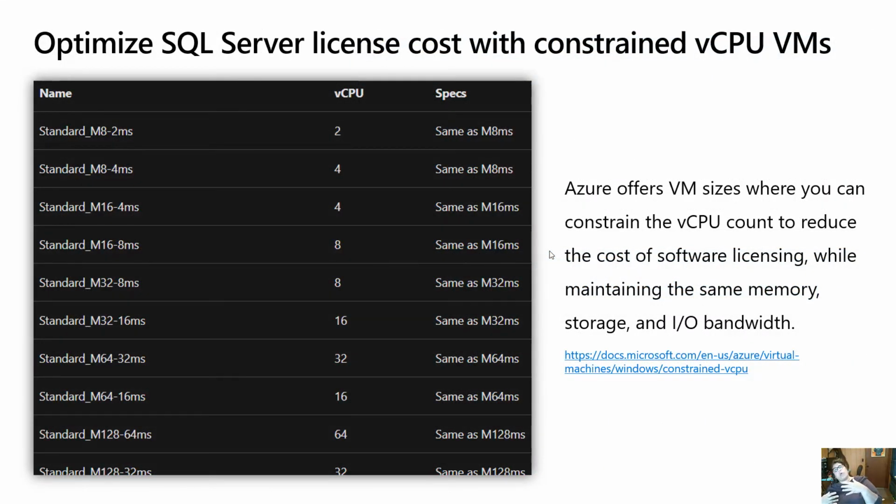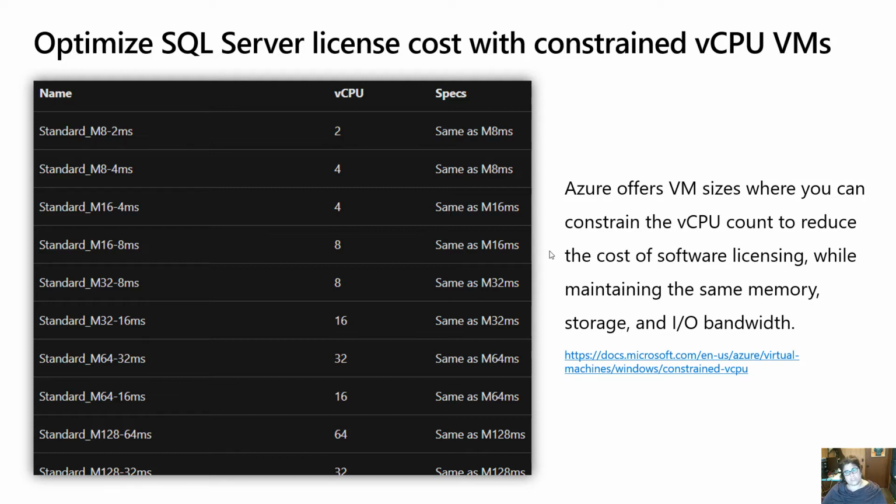Now, what you can find, as I said, with SQL Server, which is memory intensive and IO intensive, is that in order to get the IOPS and throughput that you need, you end up having to choose a larger VM size than you would like. What I mean by that is you may have to go up to a higher number of vCPUs in order to get the IOPS and throughput you need.